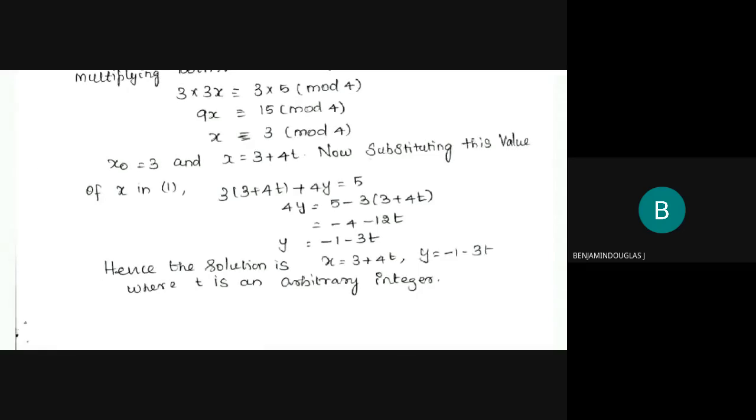So you got the two solutions. Since the given linear Diophantine equation contains two variables, definitely one equation, but you have to find two solutions, x and y, both depending on an integer t, where t is an arbitrary integer.